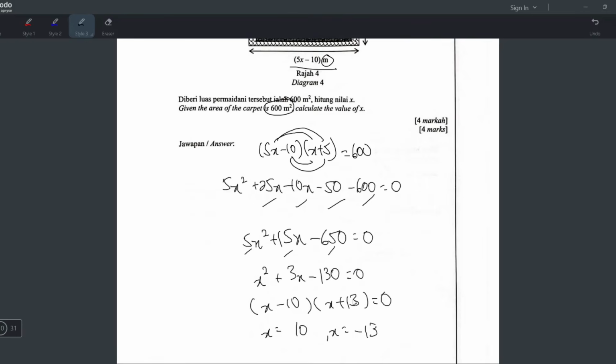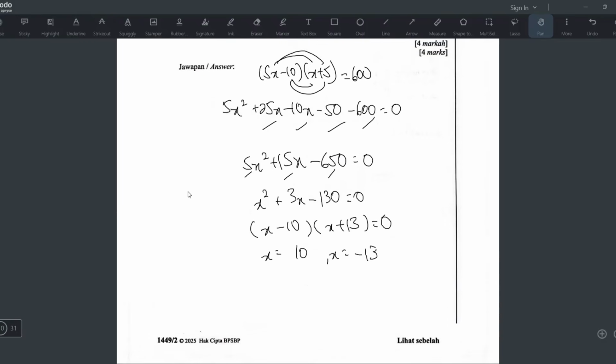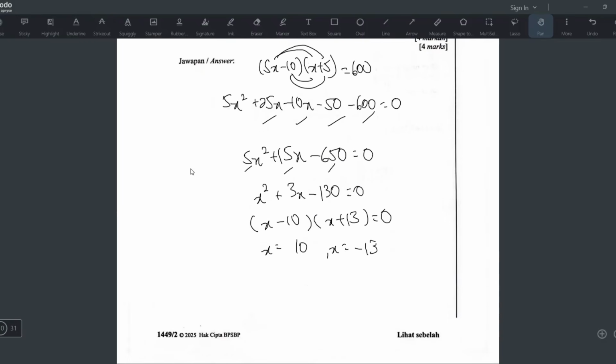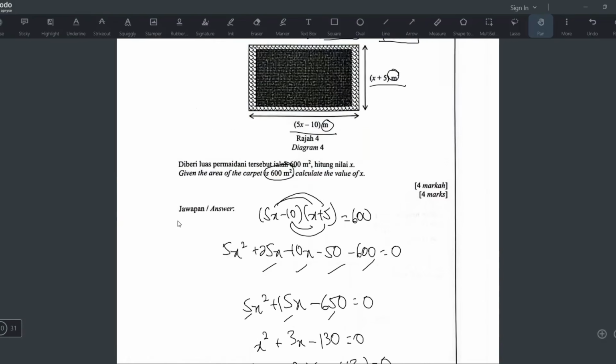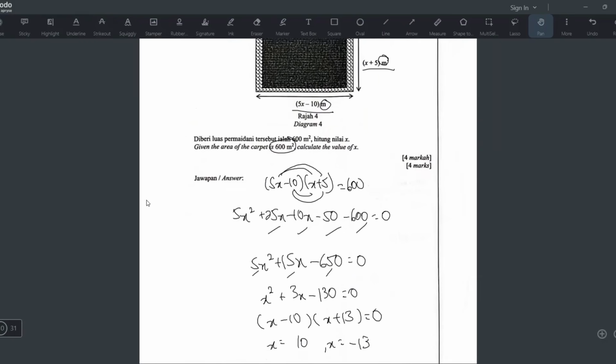Okay, but whenever you have two answers, you should always ask yourself, do I have to reject one of the answer or ambil dua-dua? Yeah. When you're doing maths, maths memang macam tu. Kalau dapat dua jawapan, you kena check whether you kena ambil dua jawapan atau kena reject. So macam mana nak tahu? Tengok balik soalan lah. So kalau you tengok balik soalan, dia kata cari nilai X. And X sebenarnya adalah panjang ataupun lebar untuk kapet.